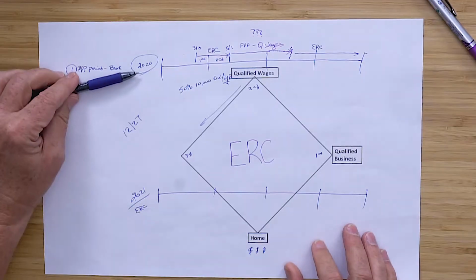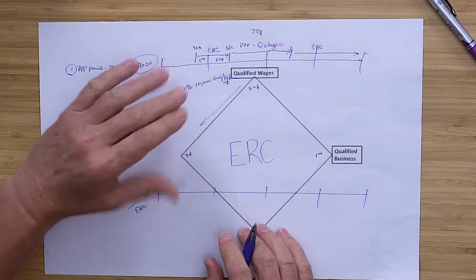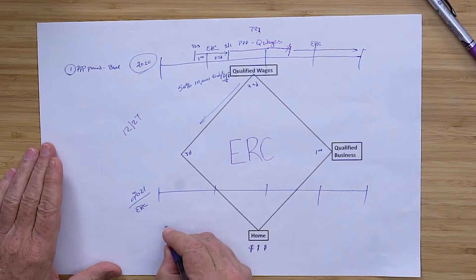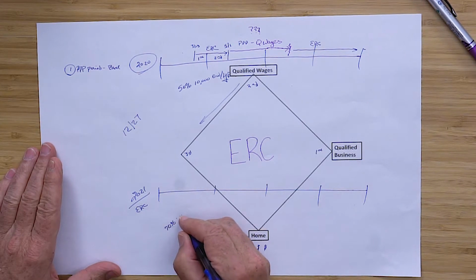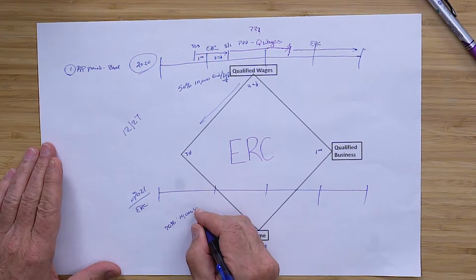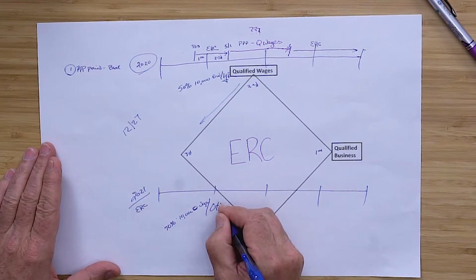So let's go ahead and look at qualified wages for 2021. Qualified wages are for small employers limited to 500 full-time employees for 2021. Up here in 2020, it was 100, but we're talking about 2021. Also, what we're doing here, which is really the good take, is that we can get 70% on $10,000 of qualified wages per quarter. So that's very important.